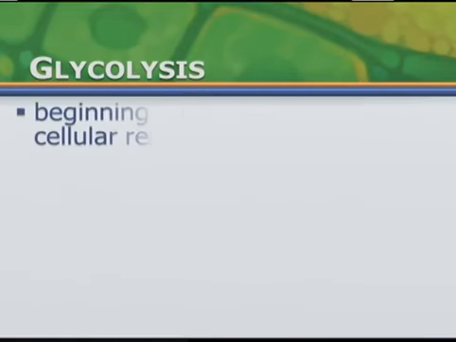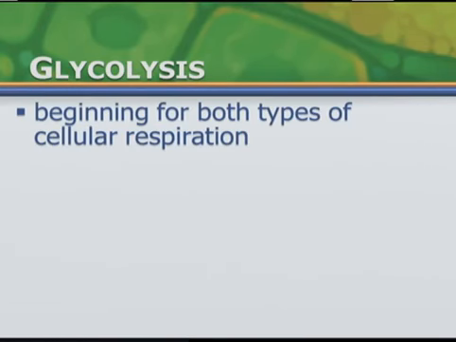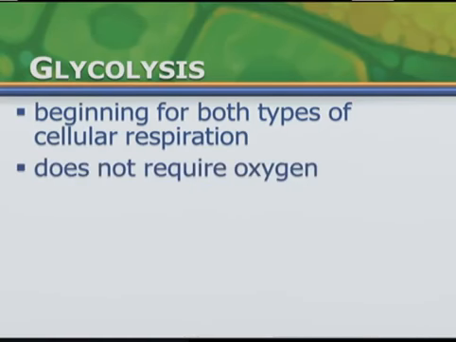So here we go, glycolysis. As I've mentioned, make sure you have it in your notes. This is the beginning for both types of cellular respiration because glycolysis does not require oxygen. So whether we're dealing with an aerobic organism or an anaerobic organism, all kinds of cellular respiration are going to start with glycolysis, but again, that makes sense, okay? You've got to start by breaking apart glucose if you're ever going to end up with ATP.